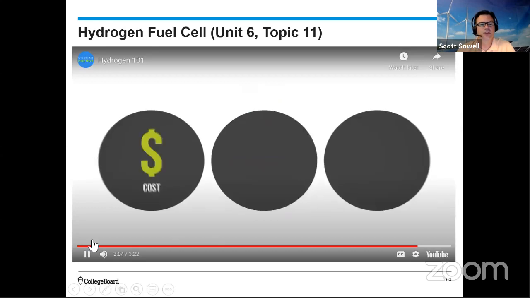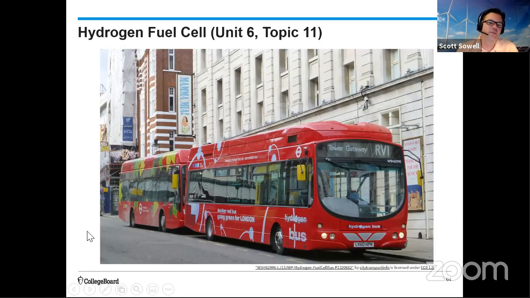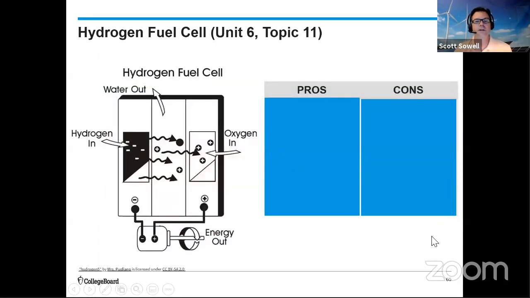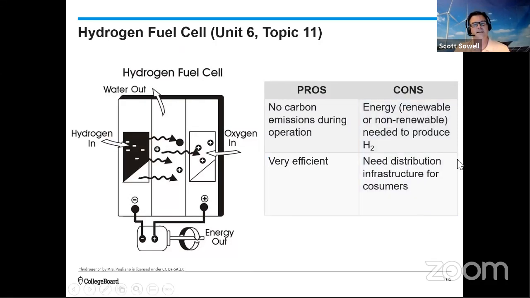In addition, cost and practicality. Here's an example: there are some buses in London that run on hydrogen fuel cells, and there are several examples of this around the world at different scales. This is just one that I'm familiar with. When we look at the pros and cons, there are no emissions, and it's very efficient. But the cons, like I said before, where do we get this hydrogen gas from?